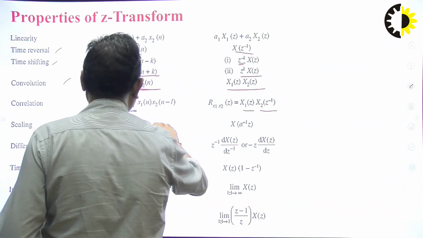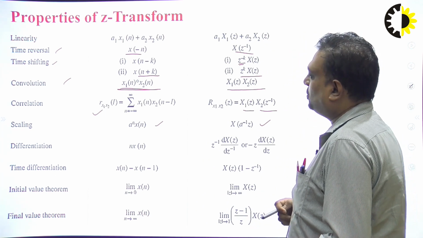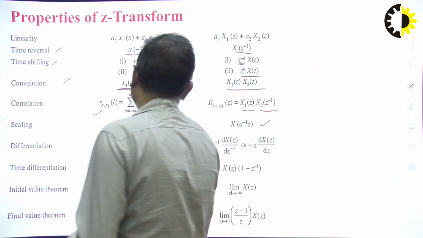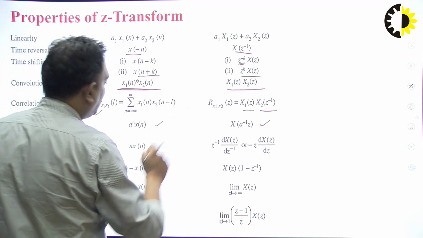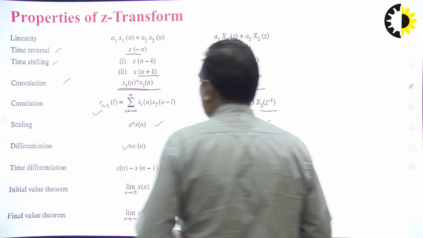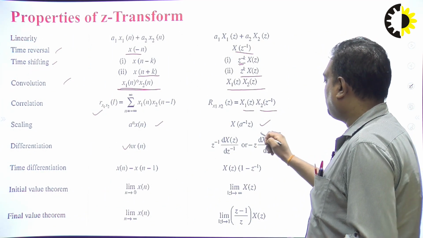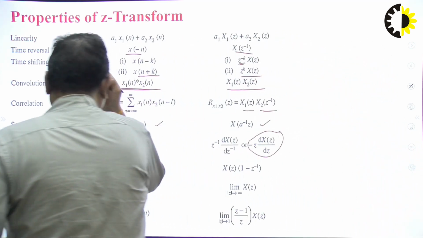Scaling property: a to the power n x(n) is X(a inverse z). So if you have to calculate a to the power n x(n), where a is the scaling factor, it will become X(a inverse z). And for n x(n), this is the popular formula of differentiation of the z transform, which will become minus z dX(z) by dz.